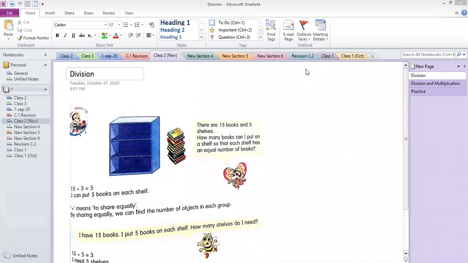So I welcome all of you to lesson number 42 of grade 2 mathematics. And today we are going to start a new unit, division. So we are going to learn first the basic concepts of division.